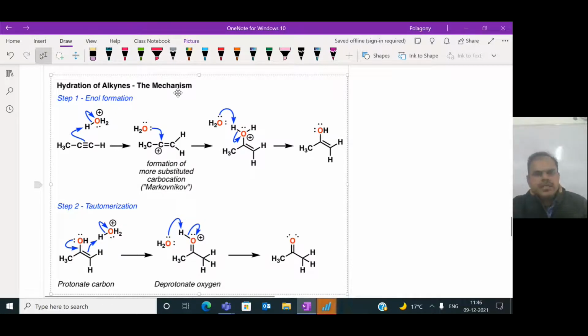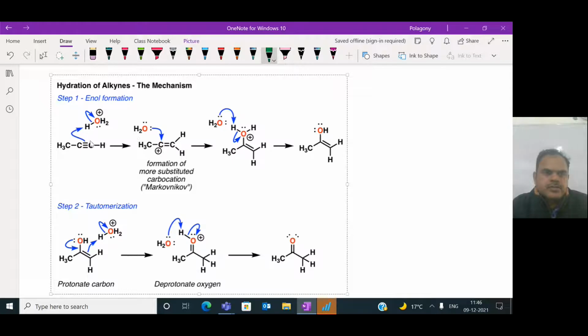And in this enol formation, let us observe this. In acidified water, hydronium ions are present. Hydronium ions are present more in acidified water. This is the hydronium ion structure, OH3 plus. When this hydronium ion interacts with the triple bond, see what happened. You can see now the double bond is given to this proton, and the sigma bond is moving on to this oxygen.